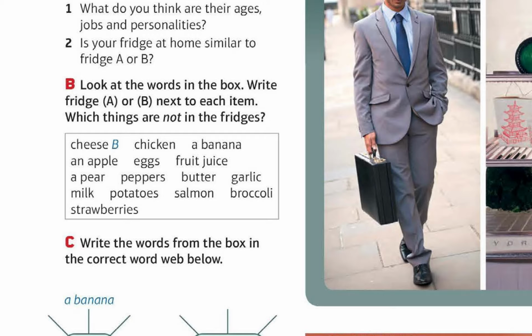We have cheese, chicken, a banana, an apple, eggs, fruit juice, a pear, peppers, butter, garlic, milk, potatoes, salmon, broccoli, and strawberries. Repeat this with me. Salmon, salmon. You see the L in salmon is mute. No pronunciamos la L en salmón. Salmon. We have a long A, salmon.